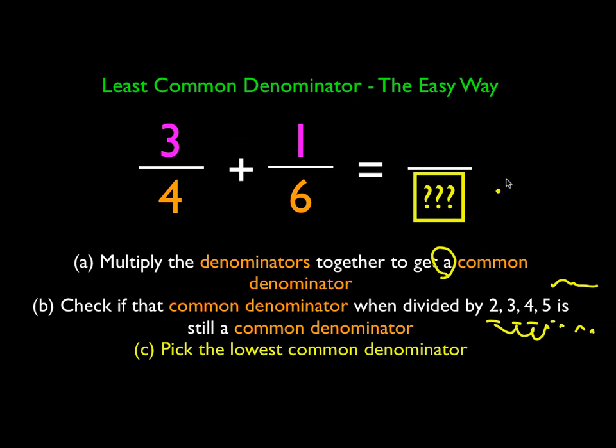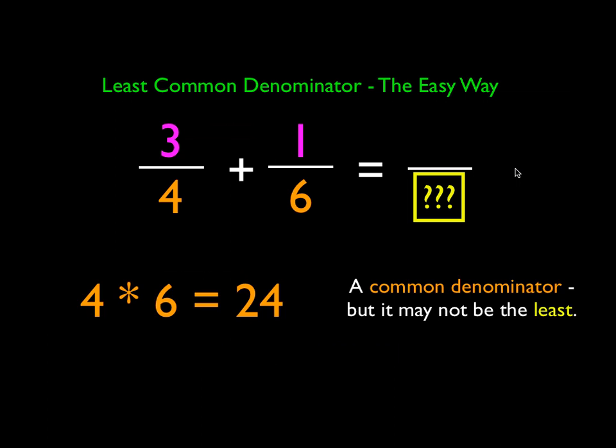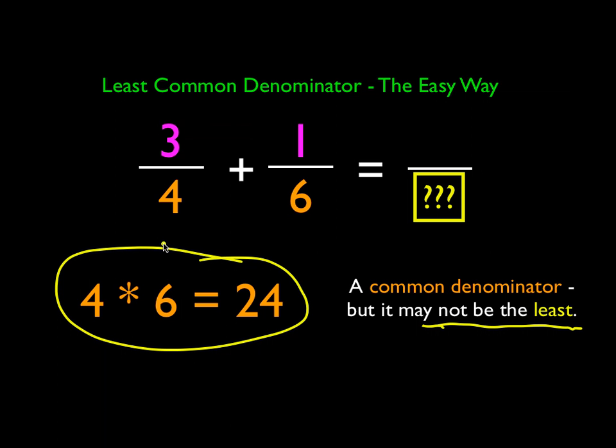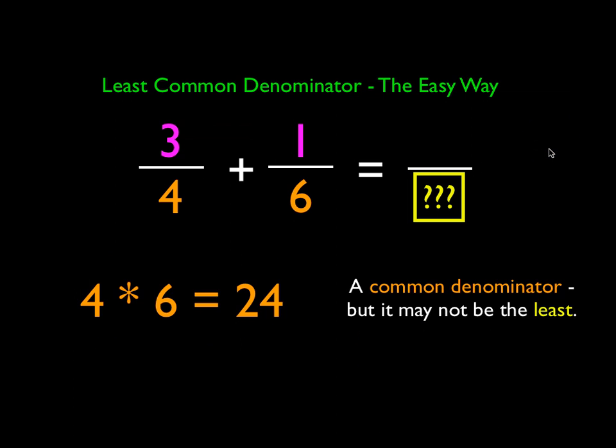If I just show you. Okay, so here we go. The first step is we need a common denominator, but it may not be the least common denominator. So we just take the two numbers, multiply them together, and we say 24 is a common denominator. It might actually be the least. So we'll put 24 up, and remember 24 is a possible least common denominator. Might not be least, but we'll check.